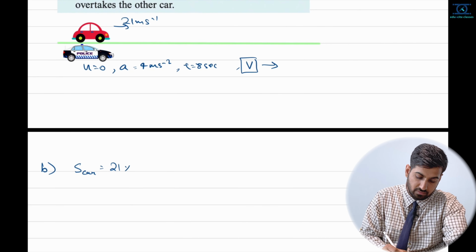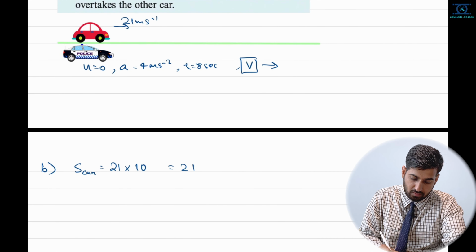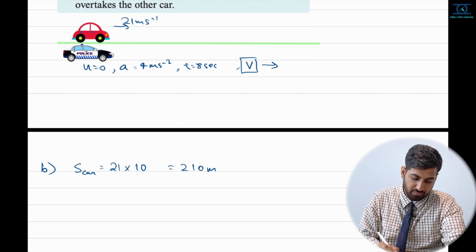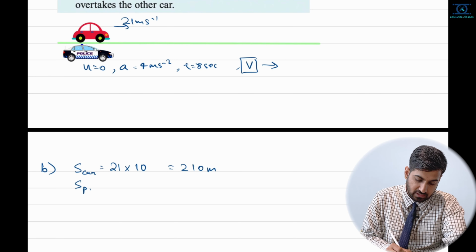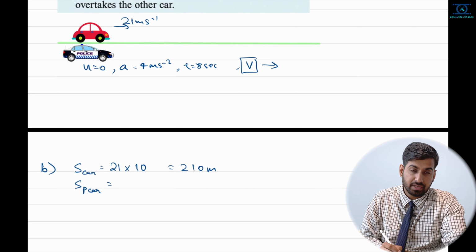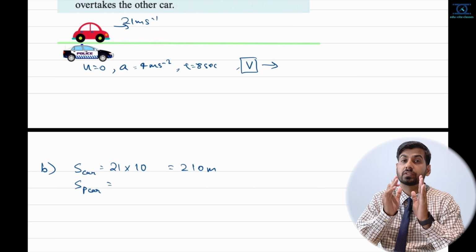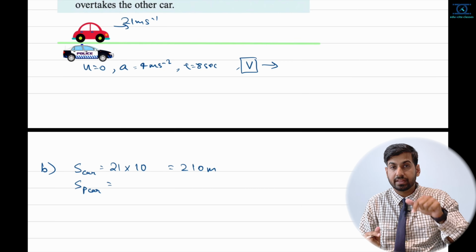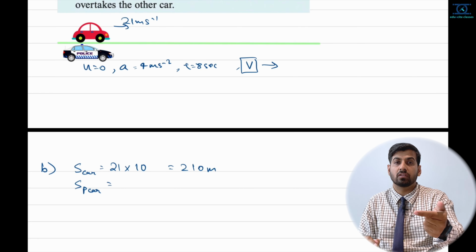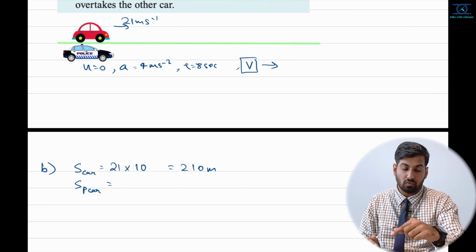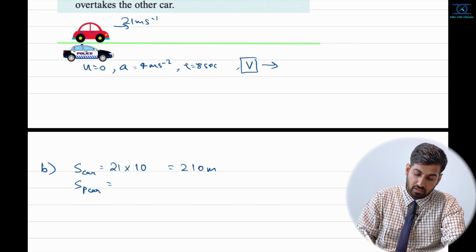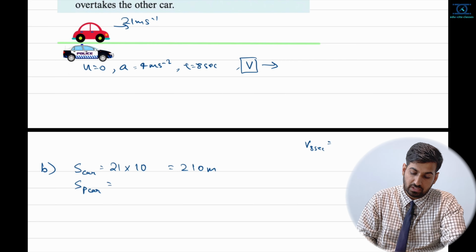So 21 into 10 will be equal to 210 meters. Similarly, for the police car, you have to understand that for the first 8 seconds it is accelerating and then it moves with the same velocity for the next 2 seconds. So first we have to find the velocity after 8 seconds, which is u equals 0 plus acceleration 4 times time 8. So that will be 32 meters per second.